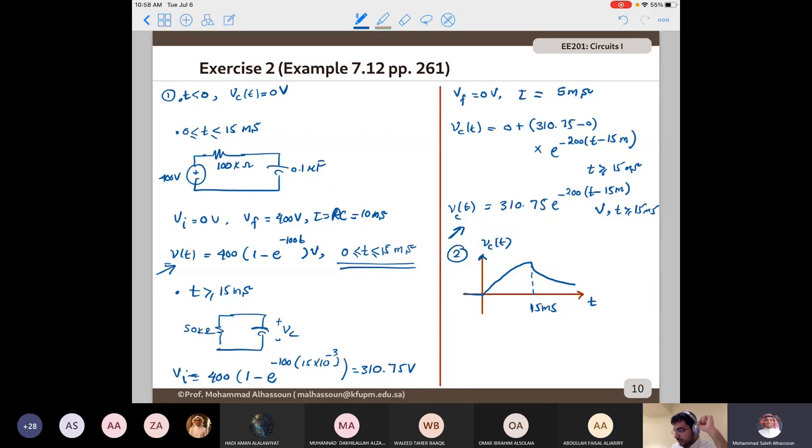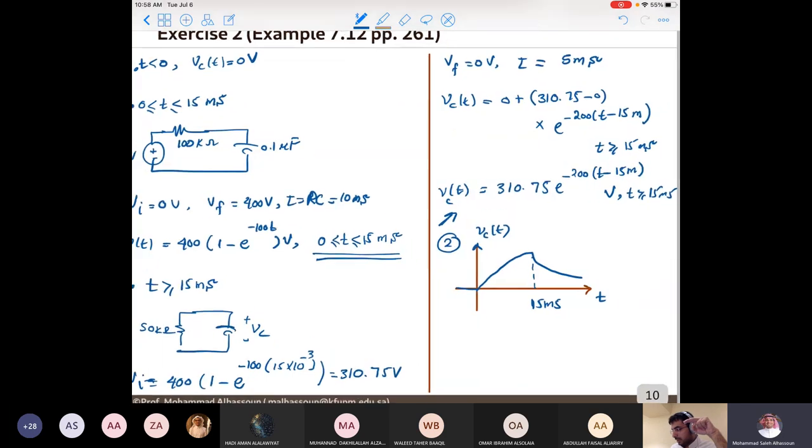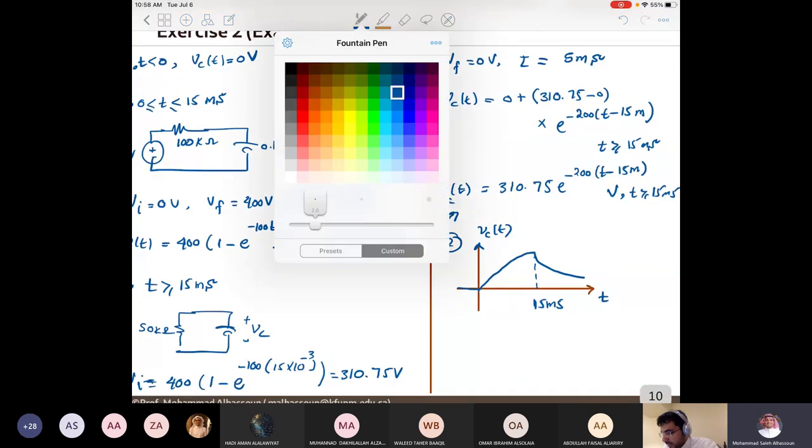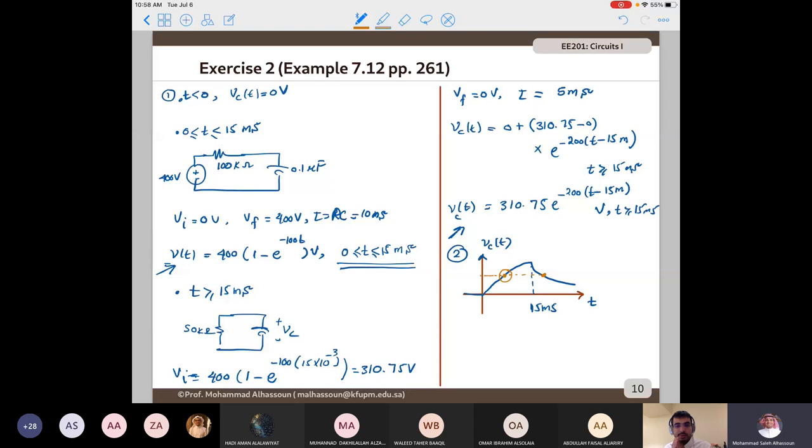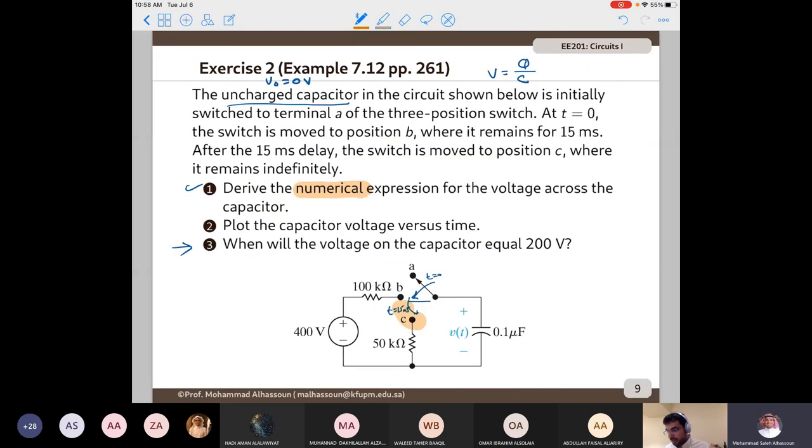Why is that? Because I remember here, if this is 200, then it will reach 200 in the second interval from 0 to 50, and it is also going to reach 200 in the third interval, when T is greater than 50. So we actually need to do two things. There are two time instants when the voltage equals 200 volts.